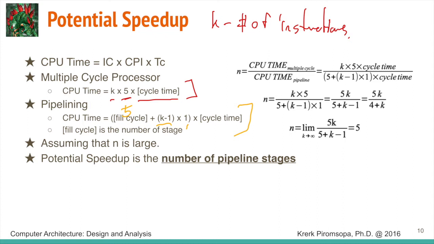I'm asking about speedup, so you just divide the CPU time of the multiple cycle processor by the CPU time of the pipeline processor. You would cancel out the cycle time. Eventually you would get 5k over 4 plus k. If you have a lot of instructions, we can take the limit of k to infinity. That would give you about 5. So maximum speedup or ideal speedup would be 5 and no more.